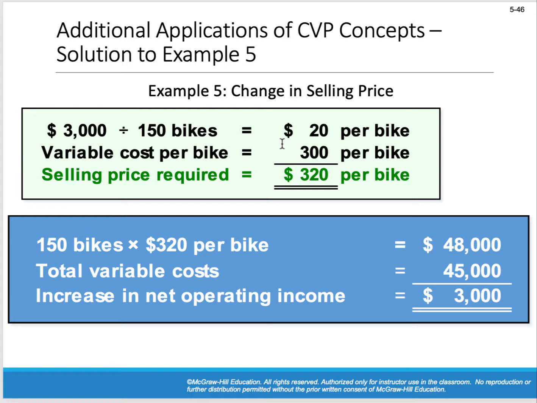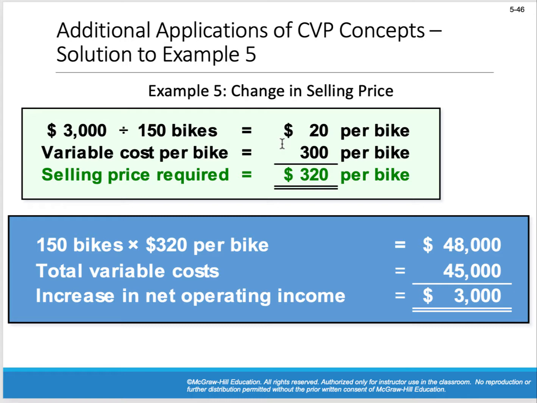So the first thing we need to do is figure out the selling price of the bike. Well, we want a $3,000 increase in our bottom line. So we're going to take that $3,000 and divide it by that special order of 150 bikes. We get $20 per bike.